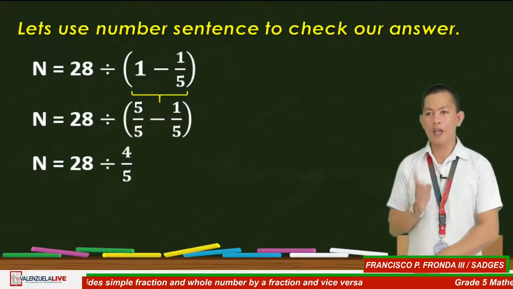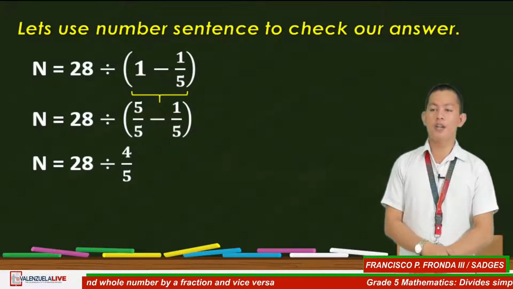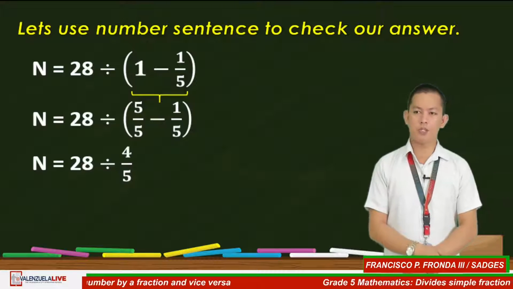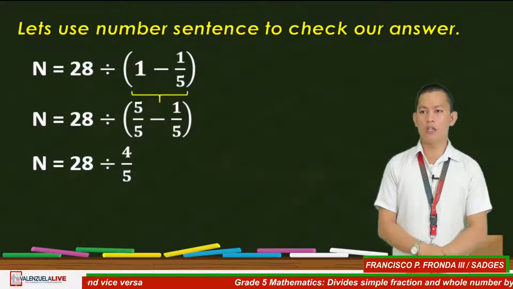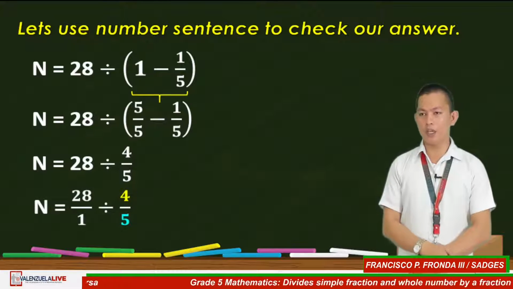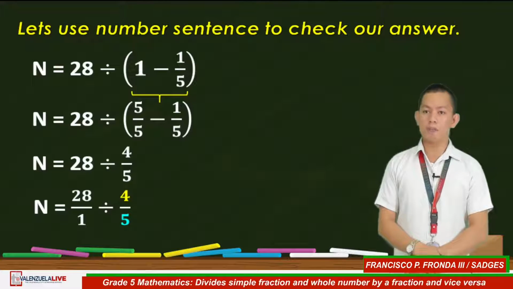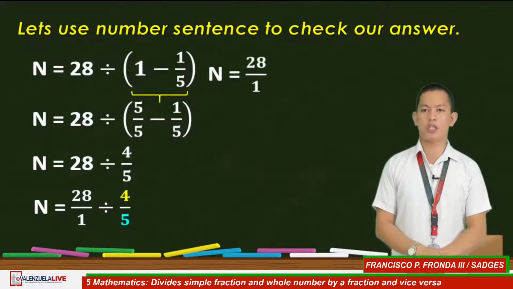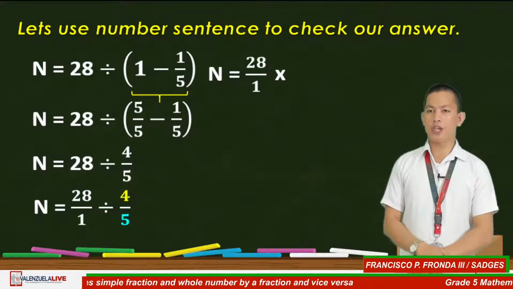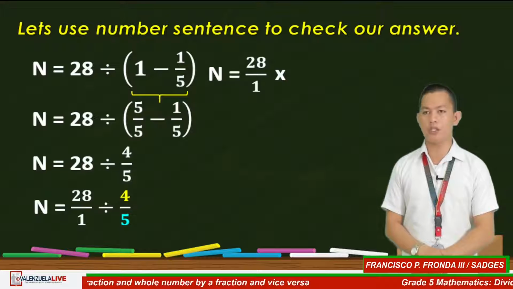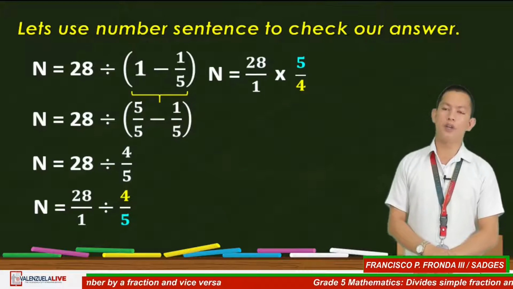Then, copy the denominator 5 since they are similar. And then, let's proceed to divide 28 by 4/5. So, let's change 28 to its fractional form. And then, let's proceed to keep, change, and flip. So, let's keep 28 over 1. Change the division symbol to multiplication. Then, flip 4 over 5 to 5 over 4.